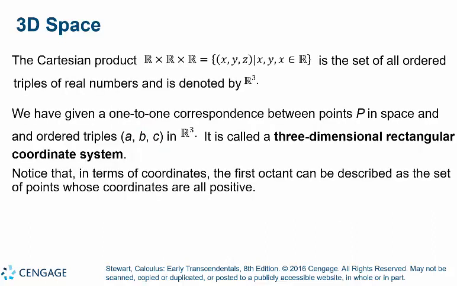Okay, so the Cartesian product, R times R times R, the real number system times the real number system times the real number system, gives this ordered triple. (X, Y, Z) is the set of all ordered triples of real numbers and is denoted by R cubed. This tells us that we're in three-dimensional space. So we have given a one-to-one correspondence between points P in space and the ordered triples (A, B, C) in R cubed. Right? It is called a three-dimensional rectangular coordinate system. Notice that in terms of coordinates, the first octant can be described as the set of points whose coordinates are all positive. Okay, and then the other octants have at least one negative value.